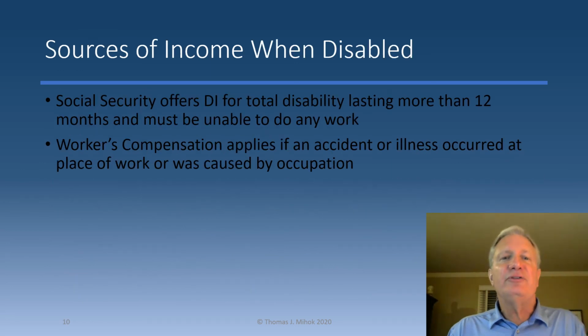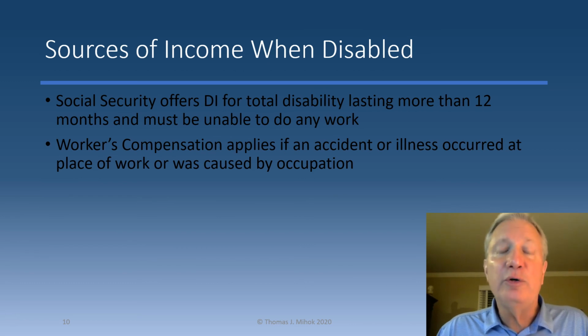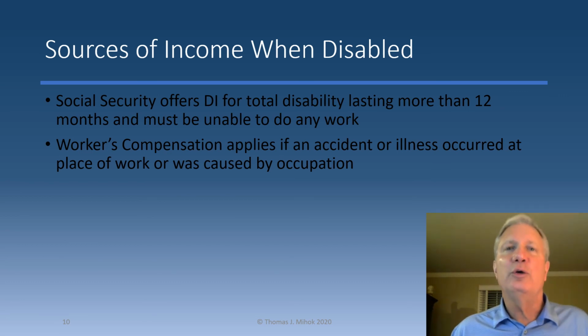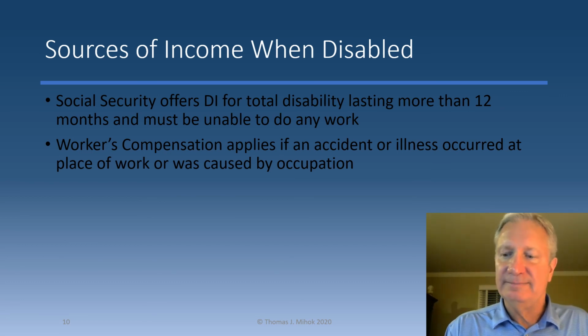When you're disabled, Social Security offers disability for a total disability lasting more than 12 months. And you must be unable to do any work. Workers' compensation applies if an accident or illness occurs at your place of work or was caused by your occupation.